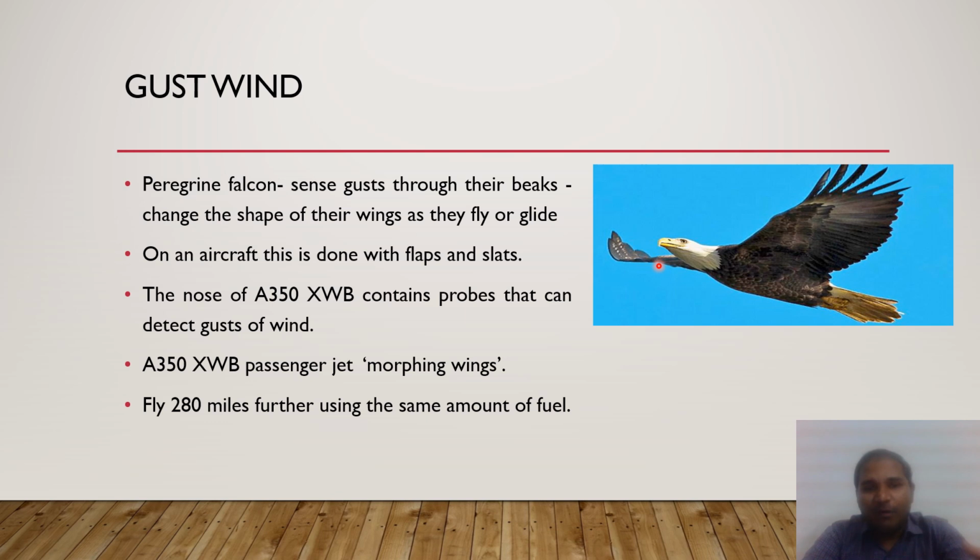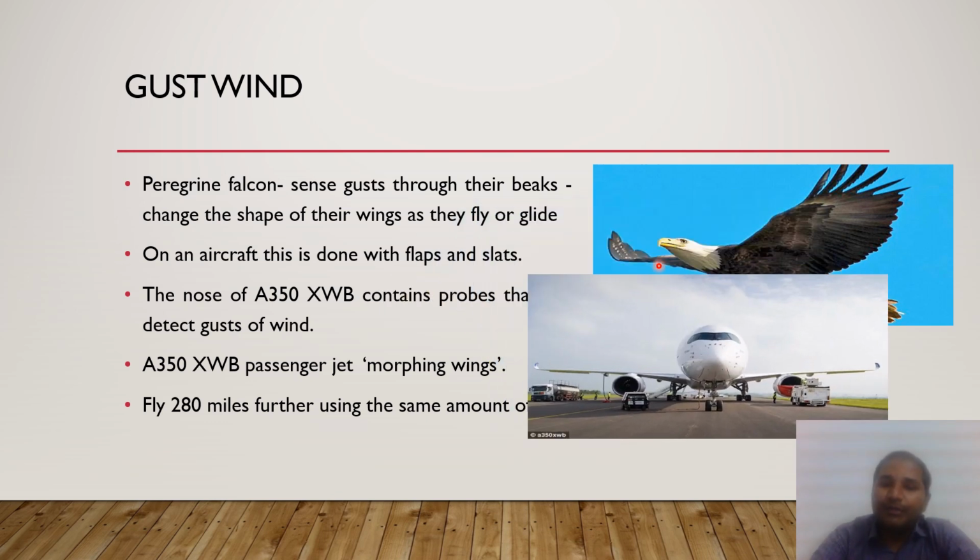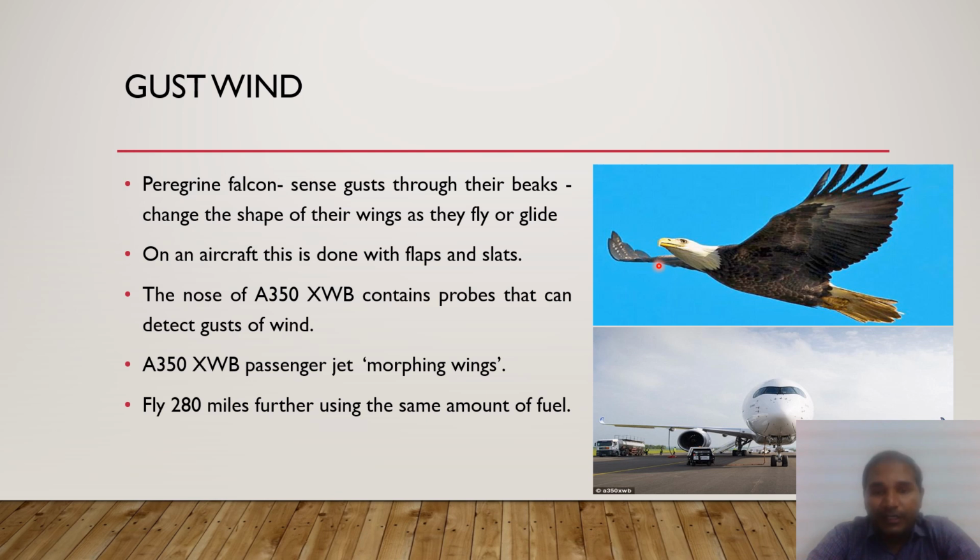The shape of the wings changes accordingly to the current of the gust wind. This methodology has been observed and implemented on the aircraft with the help of flaps and slats. Flaps and slats are control surfaces, and the nose of the new Airbus 350 XWB aircraft has probes which sense the approach of gust winds, very similar to the beak of a peregrine falcon.